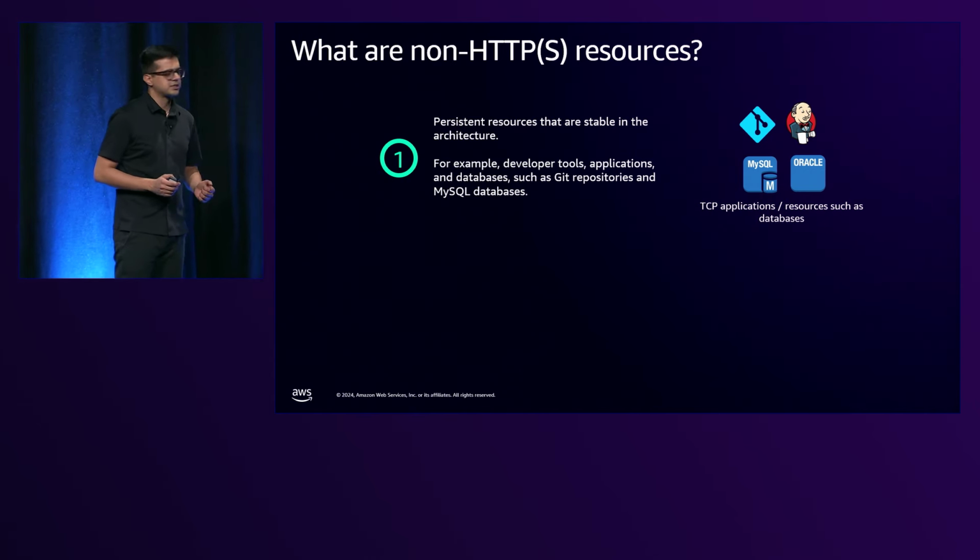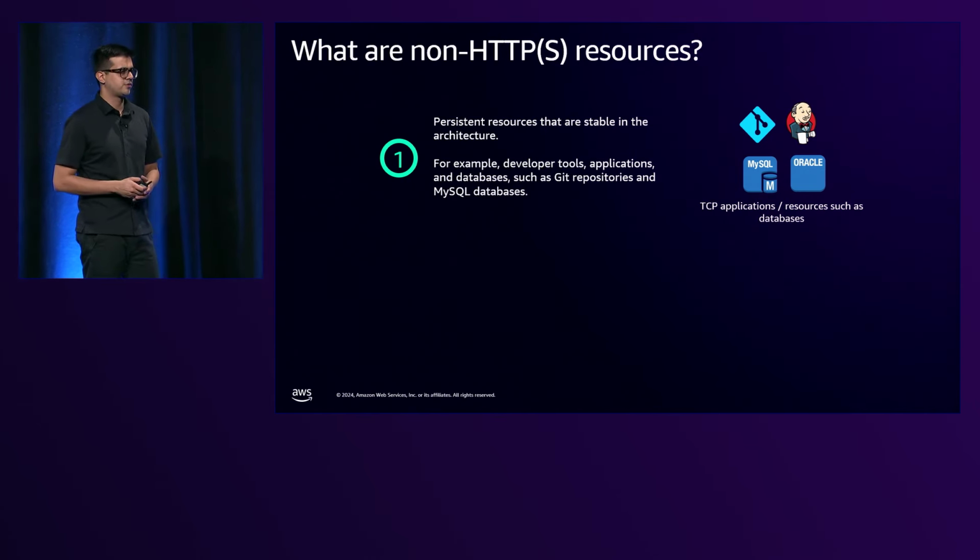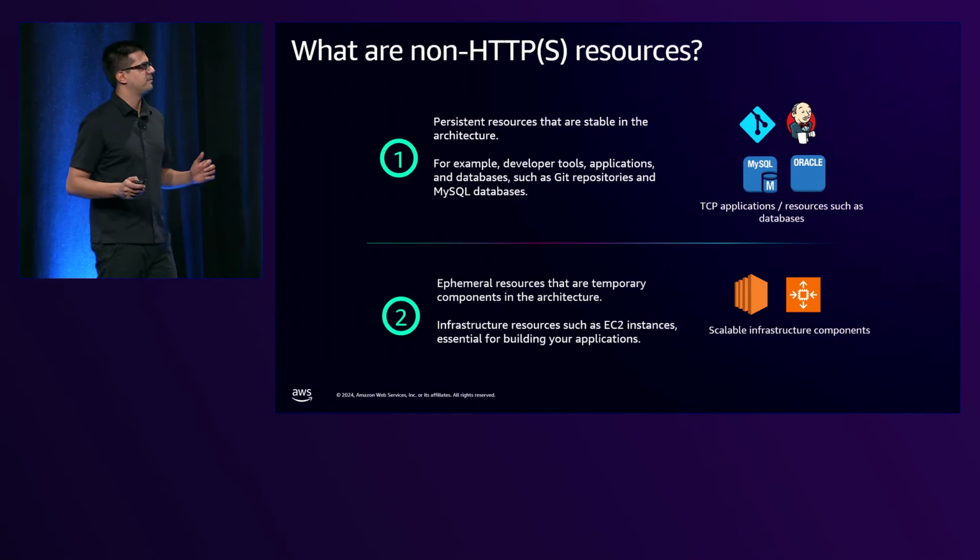The first are persistent resources, which are more stable components of your architectures. These could be applications, developer tools, databases. Your developers access tools, code collaboration tools such as Git repositories, or your data analysts query data from database platforms such as Amazon RDS. These components remain a part of your architecture for a long period of time until you upgrade or migrate from them.